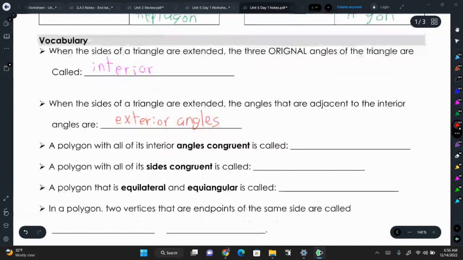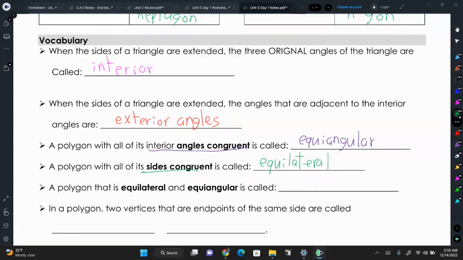Now, a polygon that has all of its interior angles congruent, we call that equiangular. All the angles are the same. When all sides are congruent, we call that equilateral. Now, when we were talking about triangles, we talked about equilateral and equiangular triangles, but this applies to all shapes. For example, all the angles in a rectangle are 90 degrees, so that would be equiangular. However, all the sides are not the same length in a rectangle, so it would not be equilateral.